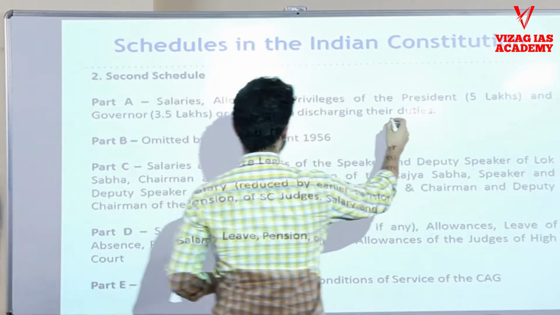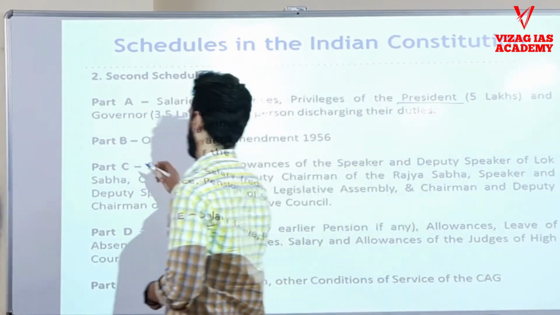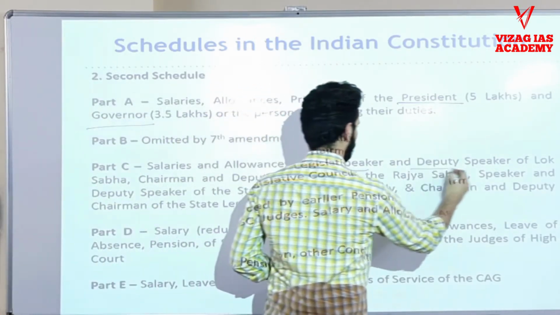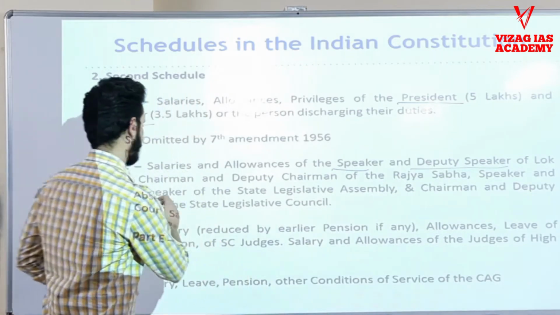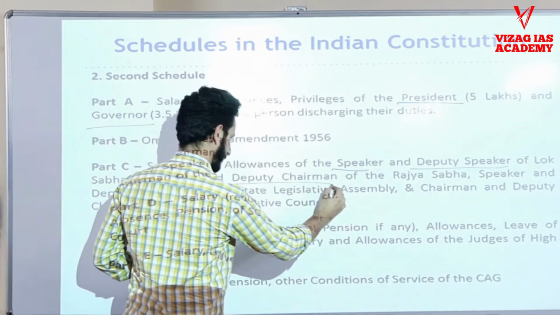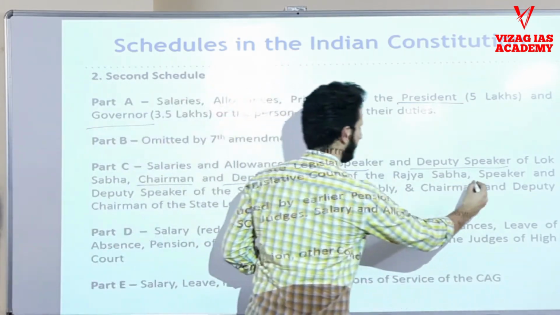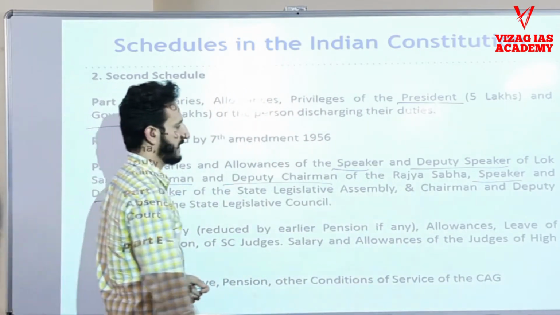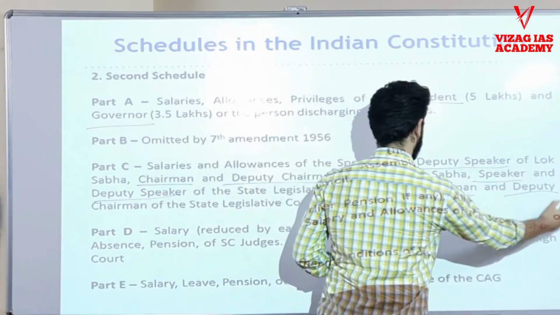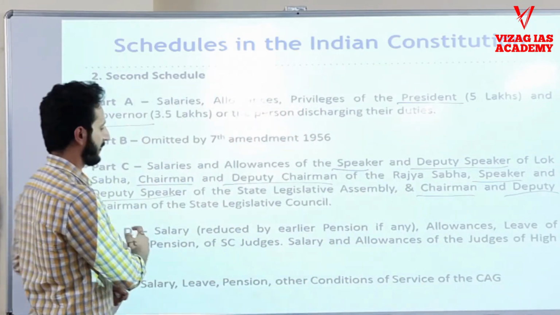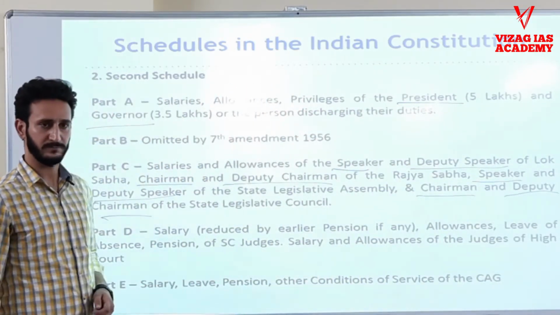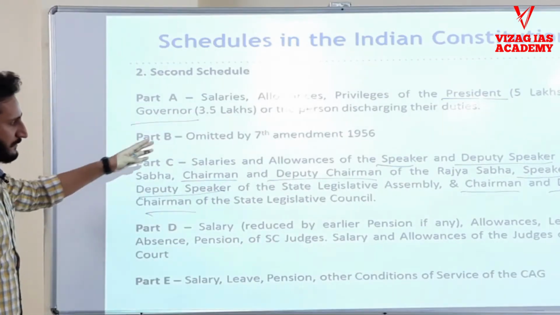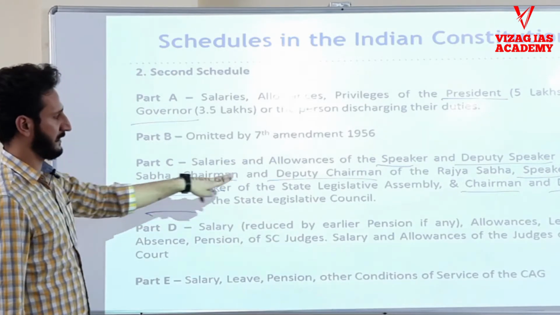So President, Governor, Speaker and Deputy Speaker of Lok Sabha, Chairman and Deputy Chairman of Rajya Sabha, Speaker and Deputy Speaker of State Legislative Assembly, and the Chairman and Deputy Chairman of State Legislative Council. So how many people now? 1, 2, 3, 4, 5, 6, 7, 8, 9, 10.